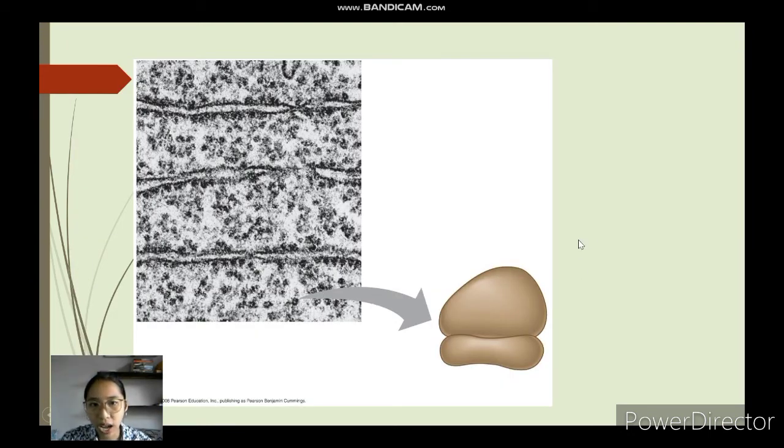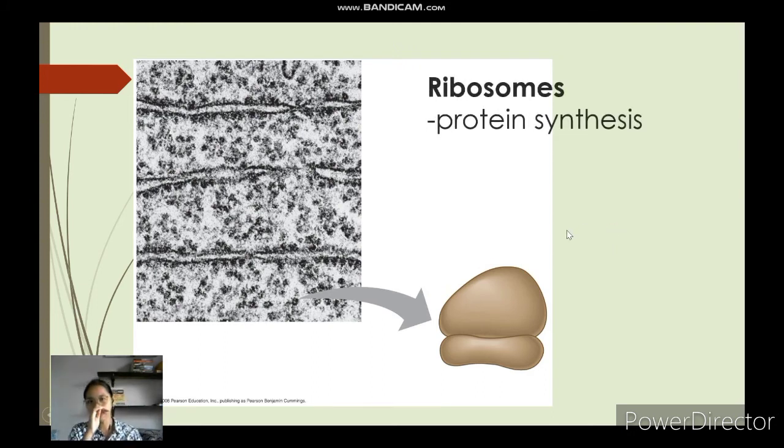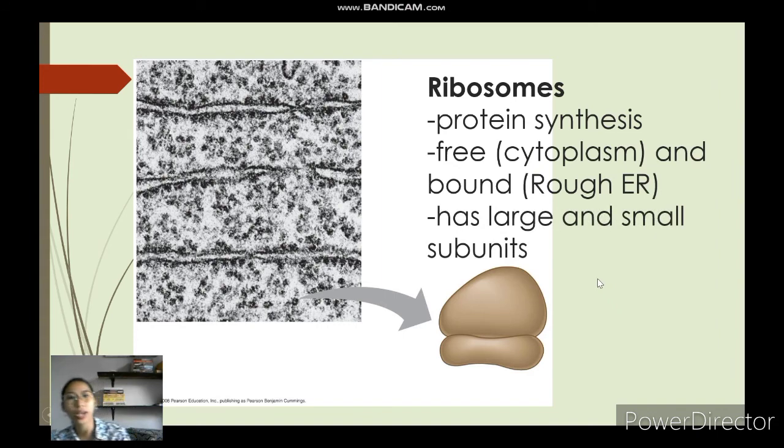So, muna siya, this is your ribosome. No? So, the main function of the ribosome is for protein synthesis. As I've told you a while ago, no, you have two types of ribosomes, the free and the bound or the attached. So, ang free, they are free floating in the cytoplasm, and the bound is, of course, attached to your rough endoplasmic reticulum. So, ang atuang ribosome, it has small and large subunits.